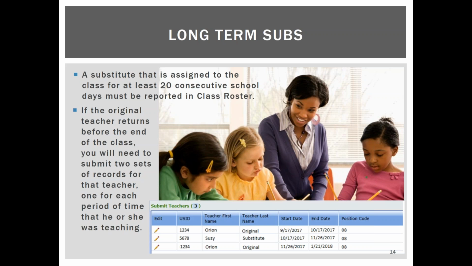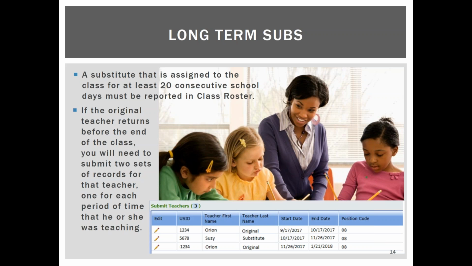As a note, the 20 consecutive days refers to the days teaching, not the days employed. So we've had this situation before, but if a sub teaches only 2 days per week because the class is only offered 2 days a week, that teacher would only be reported after 10 full weeks of teaching to meet that 20 consecutive day requirement. So if it's less than that, the original teacher would just be reported instead.